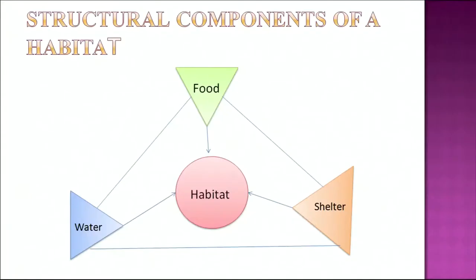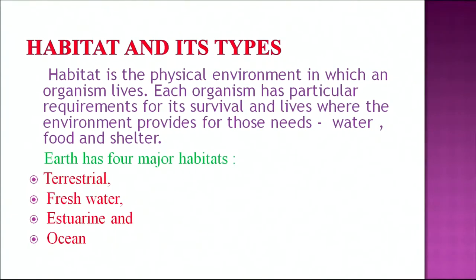Habitat is in the center, which must have food, water, and shelter for an organism to survive. Habitat and its types. Habitat is the physical environment in which an organism lives. Each organism has particular requirements for its survival and lives where the environment provides for those needs, that is water, food, and shelter. Earth has four major habitats: terrestrial, freshwater, estuarine, and ocean.